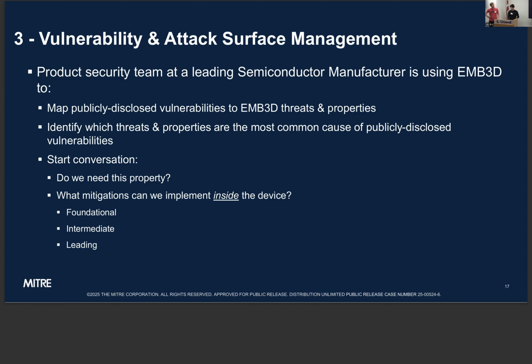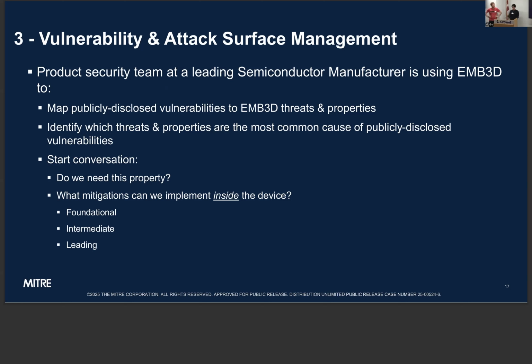So this is one interesting use case: you can use embed to do your vulnerability and attack surface management. A semiconductor manufacturer shared this with us. They have a bunch of publicly disclosed vulnerabilities, looked at the weaknesses, or CWEs, and mapped them to embed to see which properties were resulting in the most vulnerabilities they had to disclose. They used that to guide getting management to agree to invest in security in that area, kind of using it as a heat map of your device.